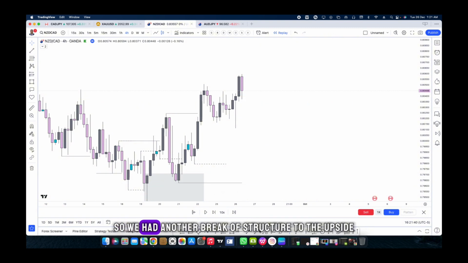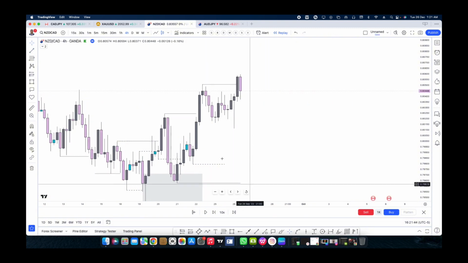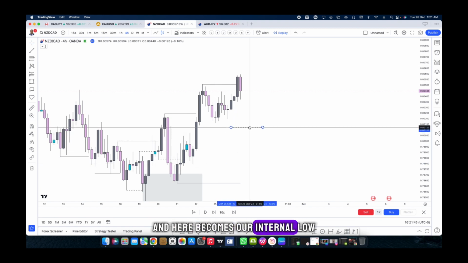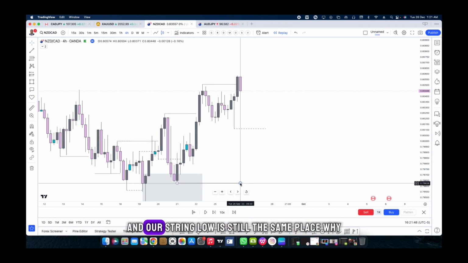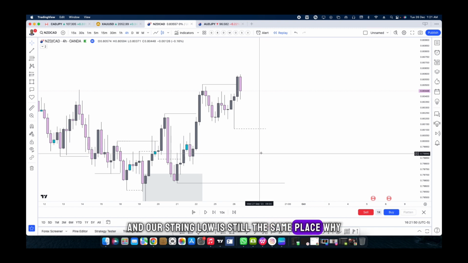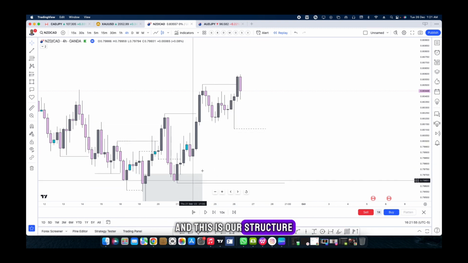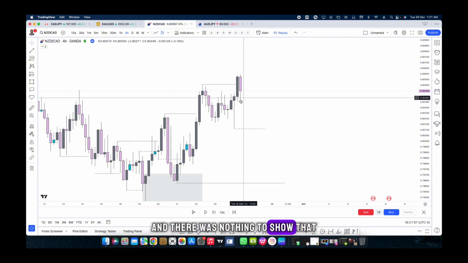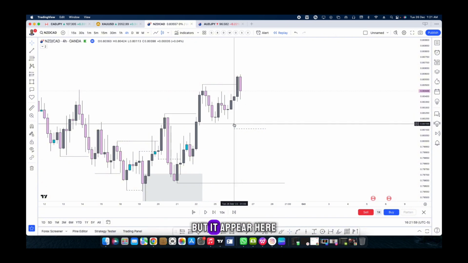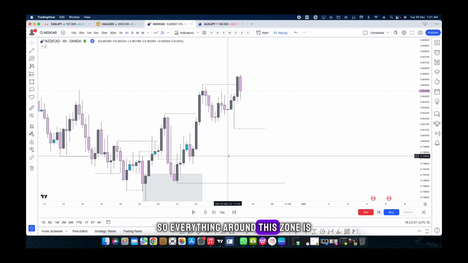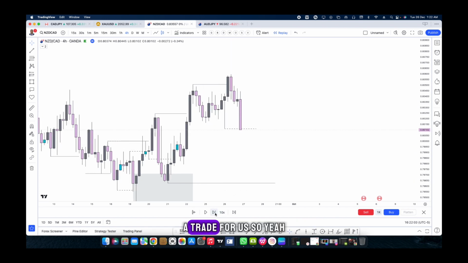So we had another break of structure to the upside, and here becomes our internal low, and our swing low is still the same place. Why? Because this is our internal low and this is our swing structure, and there was nothing to show that our internal low appeared here, but it appeared here. So everything around this zone is a trade for us.